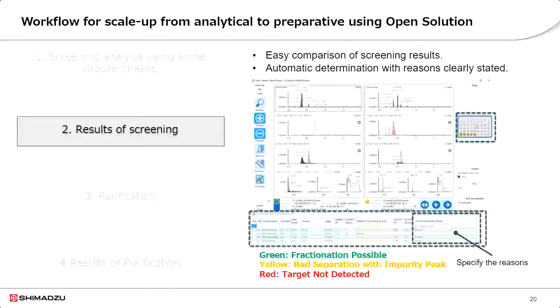The results from the screening analysis can be compared side by side on a single screen for each sample when conducted under the two conditions of acidic and basic. Additionally, the color-coded assessment for scale-up can be easily reviewed for multiple samples and multiple conditions all at once. If a yellow or red designation is given, the reasons for the assessment will be displayed, which makes it easier to formulate the next steps even if the outcome isn't green.